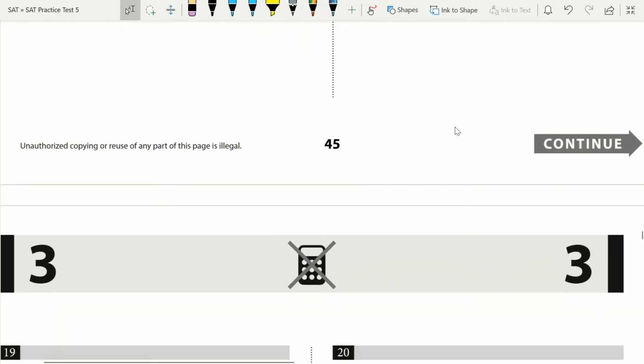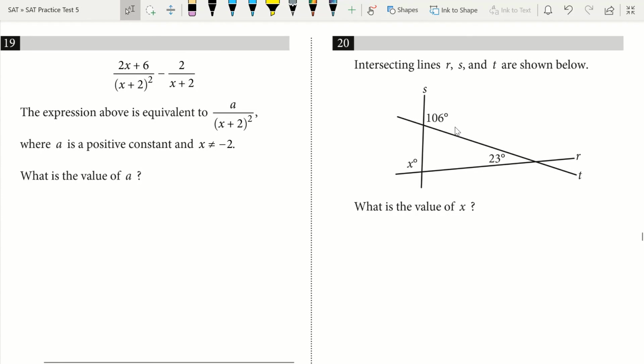Alright, question 19. The expression above is equivalent to a over x plus 2 squared, where a is a positive constant and x does not equal negative 2. What is the value of a? Alright, well, what I'm going to do here is get a common denominator by multiplying by x plus 2 over x plus 2.